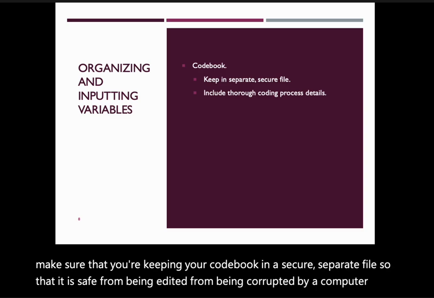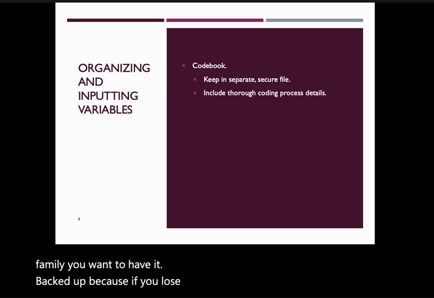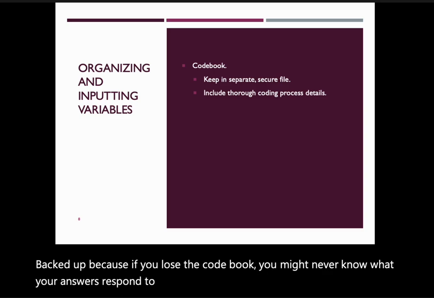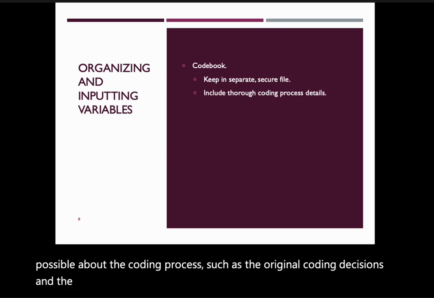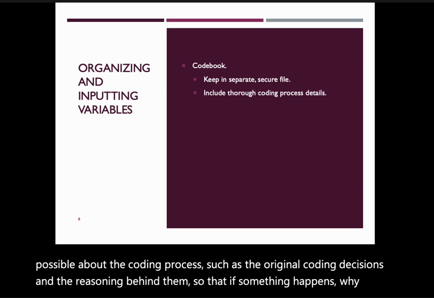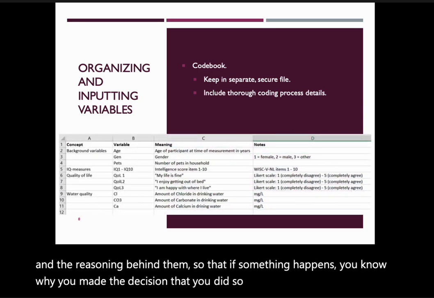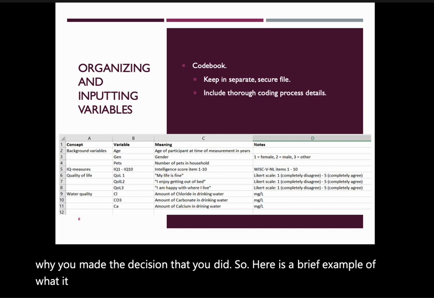You want to have it backed up, because if you lose the code book, you might never know what your answers respond to. And you also want to keep as much detail as possible about the coding process, such as the original coding decisions and the reasoning behind them, so that if something happens, you know why you made the decisions that you did. So here is a brief example of what a code book might look like.